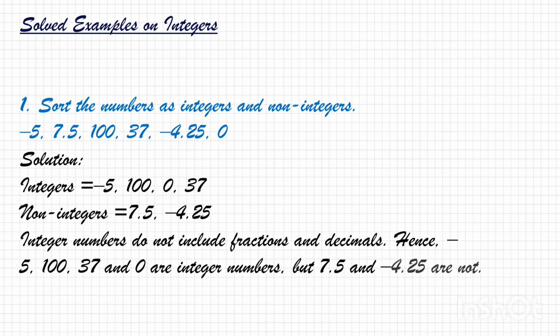Integer numbers do not include fractions and decimals. Hence, -5, 100, 37 and 0 are integer numbers. But 7.5 and minus 4.25 are not.